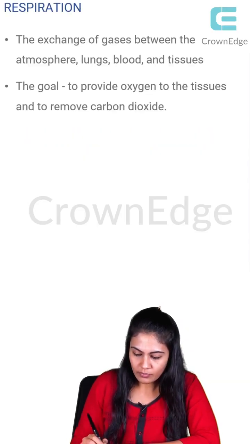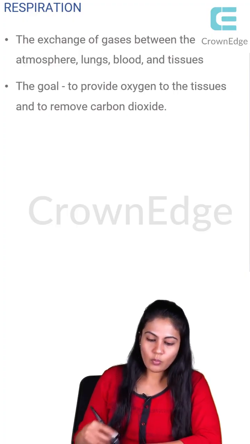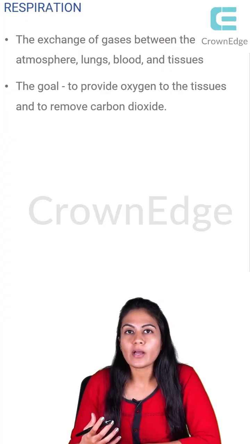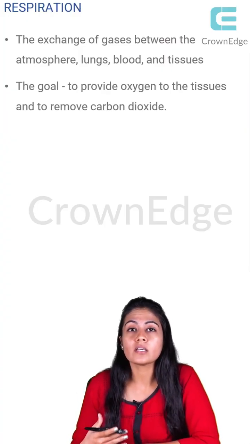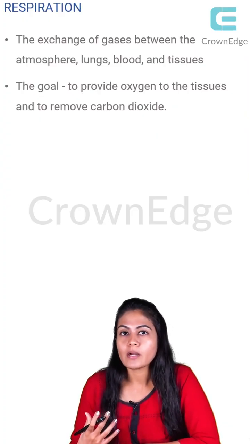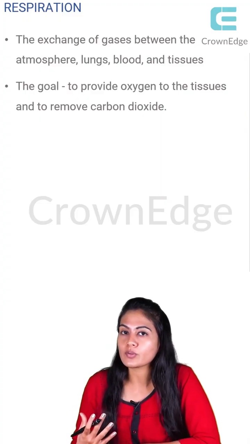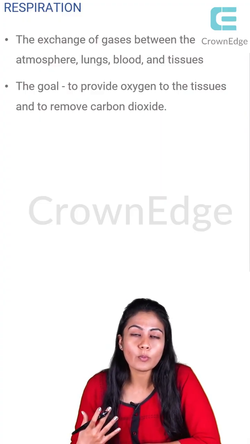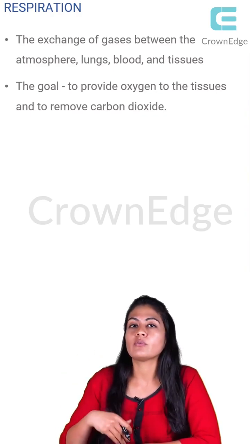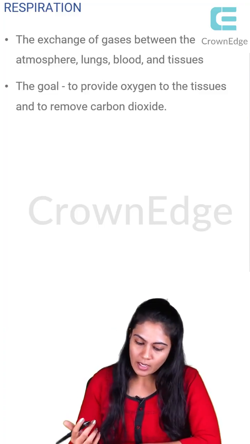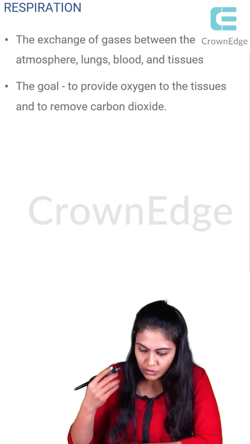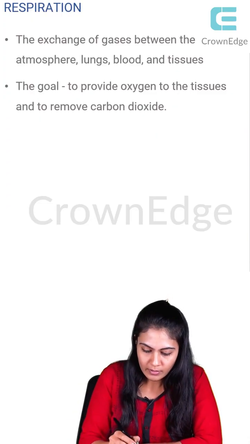So starting off with the introduction, what is respiration? In the environment we have many gases, and for our system to work properly we require oxygen, and our body creates carbon dioxide as a waste metabolite. So we want to take the oxygen inside and throw the carbon dioxide out. So the exchange of gases means we exchange some gases with the environment, right?